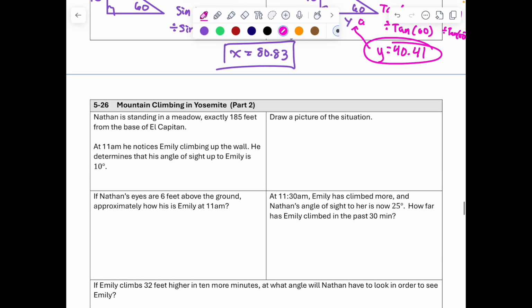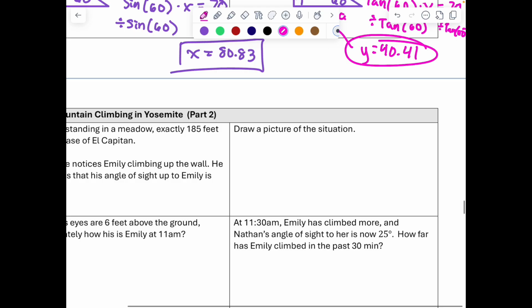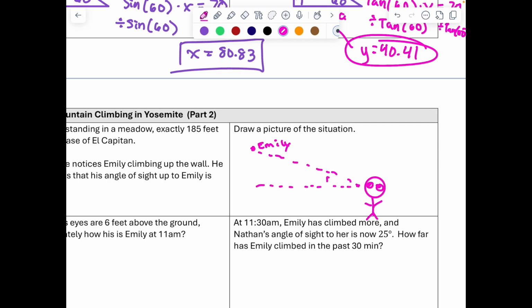All right, moving back to this kind of mountain climbing problem. Apparently now we have Nathan standing in a meadow exactly 185 feet from the base of El Capitan, and at 11 a.m. he notices Emily climbing up the wall and determines that his angle of sight up to Emily is 10 degrees. So we're going to draw a picture. So here's Nathan. He is looking up at Emily, climbing the wall. Here's Emily. He's looking up at her, and that's making a 10-degree angle looking up, okay?